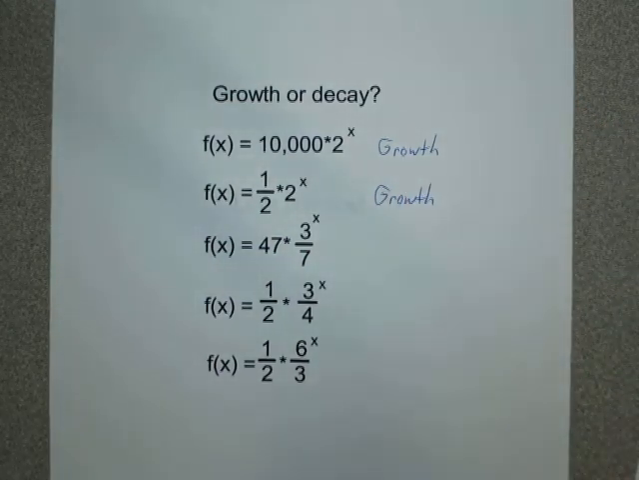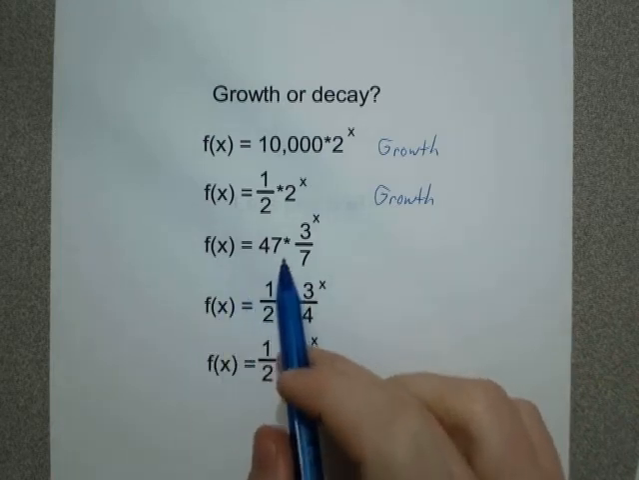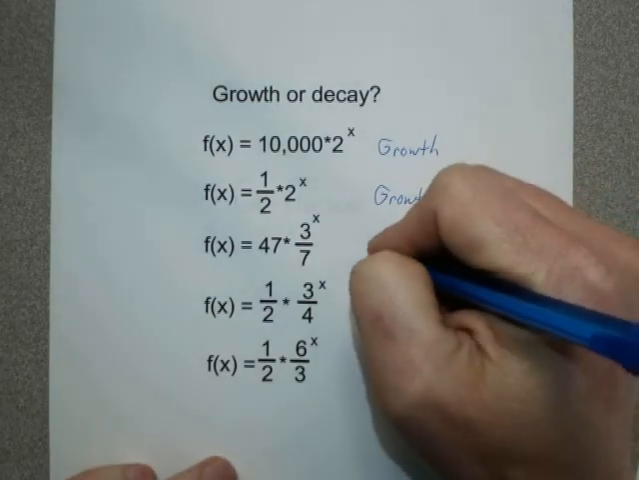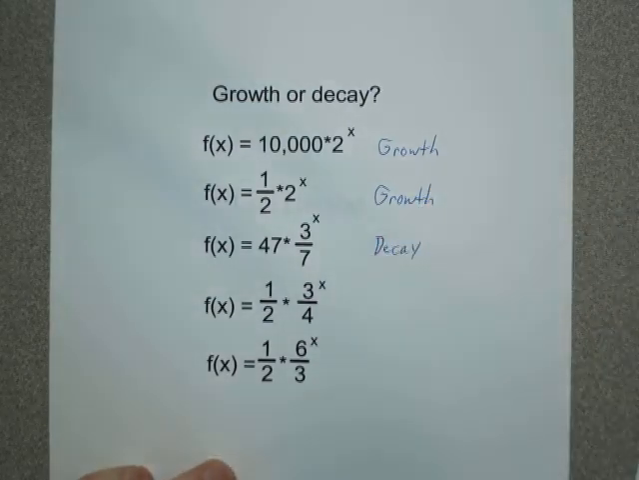So some of you may have seen it was growth, some of you may have just guessed it was growth, but some of you might have thought it was decay, and you need to consider, why is it growth even though your brain kind of thought it might be decay? And we're going to go into it, but I just want you to chew on it. So here we have 47 times 3/7 to the power of x, and this one is decay.